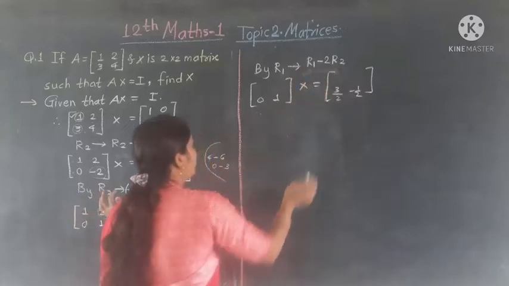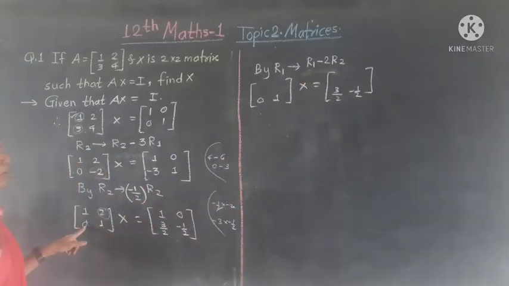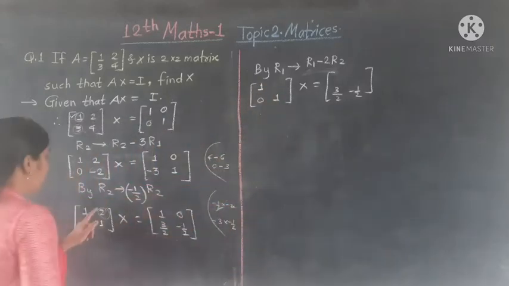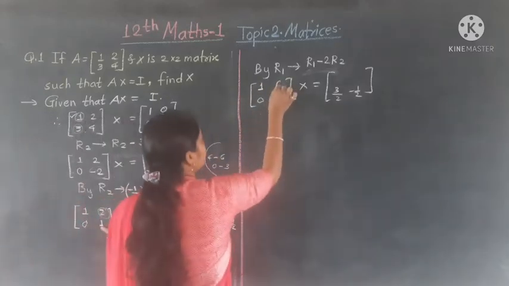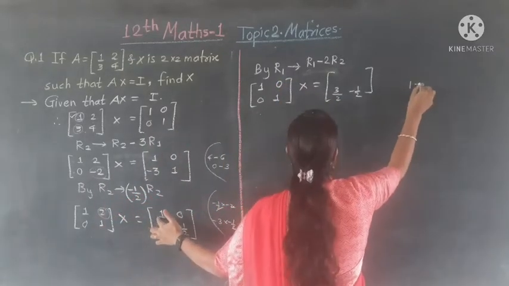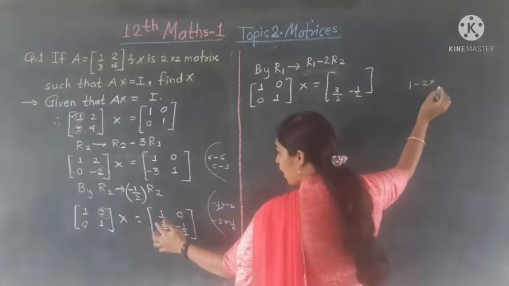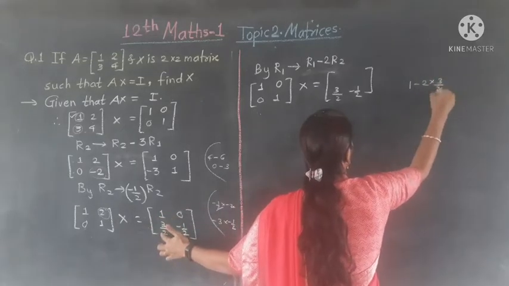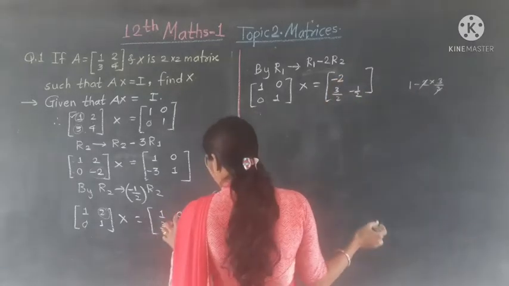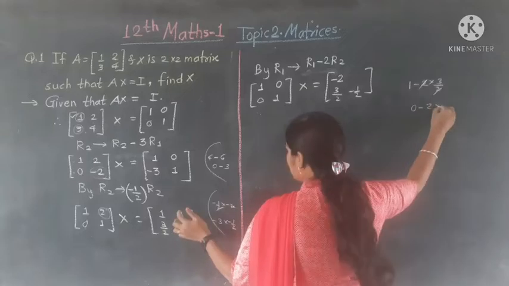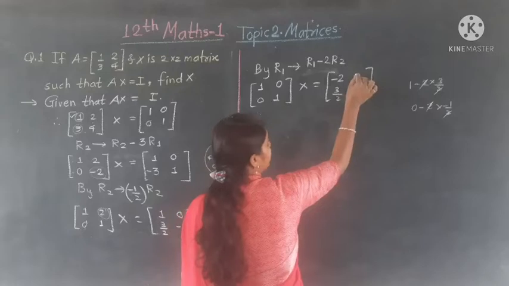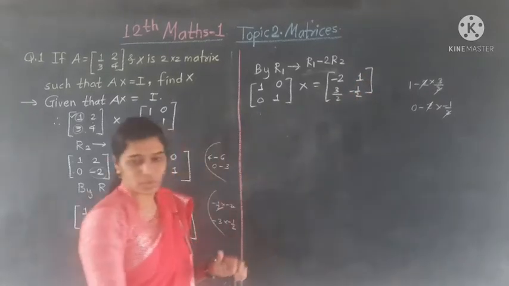What is the change in R1? R1 minus 2 R2. 1 minus 0 becomes 1. Here 2 minus 2 becomes 0. And in the RHS, 1 minus 2 into 3 upon 2. The 2 gets cancelled. 1 minus 3 is minus 2. Then 0 minus 2 into minus 1 upon 2. The 2 gets cancelled. Minus minus plus. Then it becomes 1.